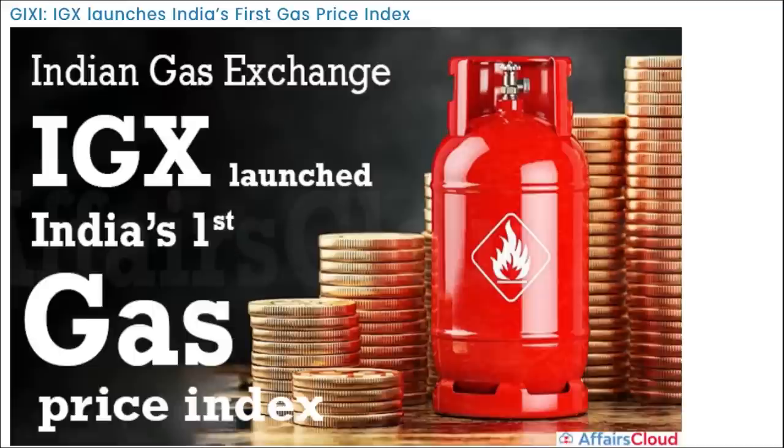Moving on, GIXI. Remember, GIXI is the name of India's first gas price index. I repeat, IGX, that is the Indian Gas Exchange, has launched India's first gas price index, and this gas price index is known as GIXI.